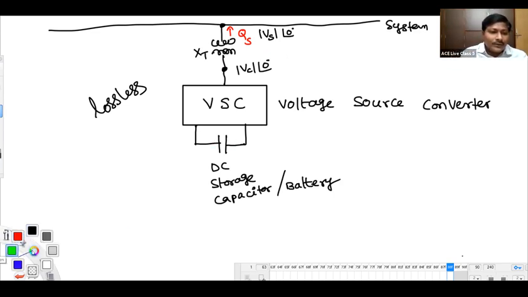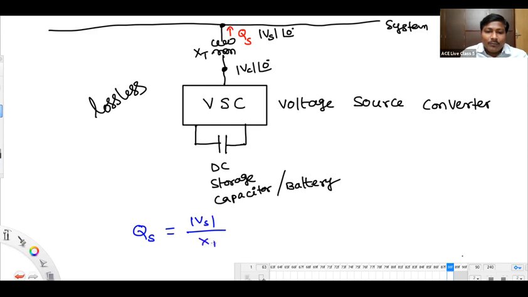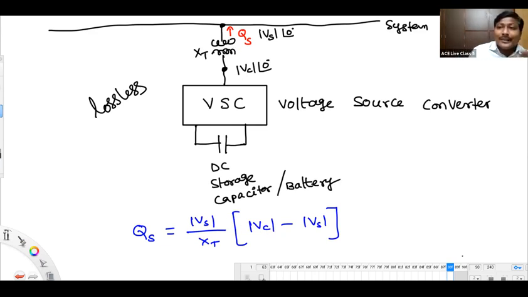What is the formula for QS? Anybody? Same as the two-bus system, na? QS equals mod Vs by XT into mod Vc minus mod Vs, cosine of angle, cos 0, that is 1. This is the equation for the reactive power injected by this equipment into the system.